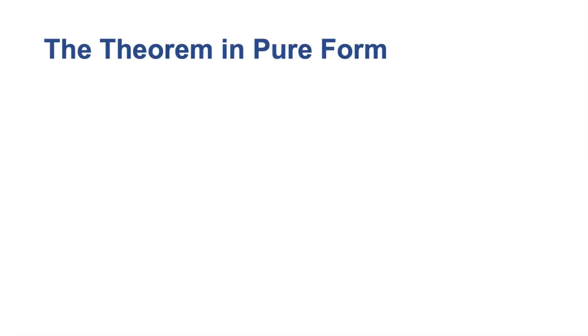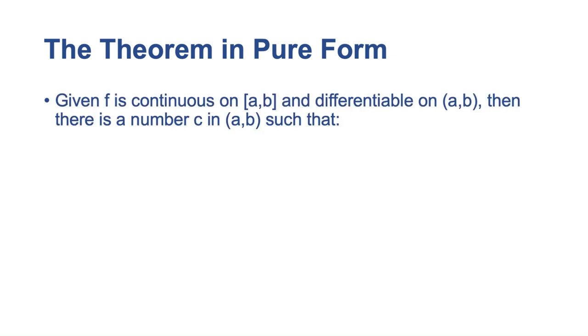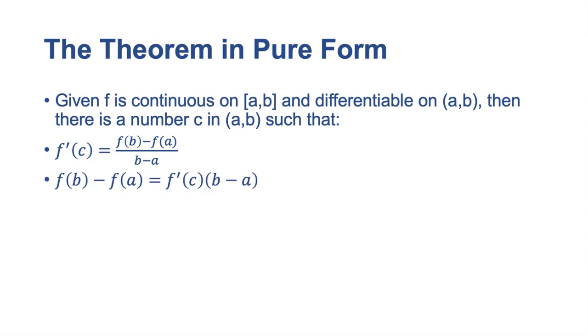So, I'm just going to start by putting the theorem in its purest form, and then we will cover a geometric approach to it. So, given f is continuous on [a, b] and differentiable on (a, b), then there is a number c in (a, b) such that, firstly, f prime of c will equal f of b minus f of a over b minus a. Secondly, it will be f of b minus f of a equals f prime of c times b minus a. Now, of course, the second is just a rearrangement of the first, but that will be very helpful for us in some examples that we are going to do later on.